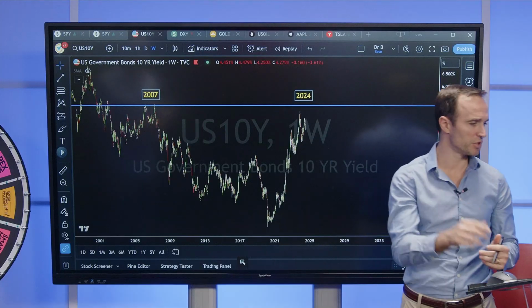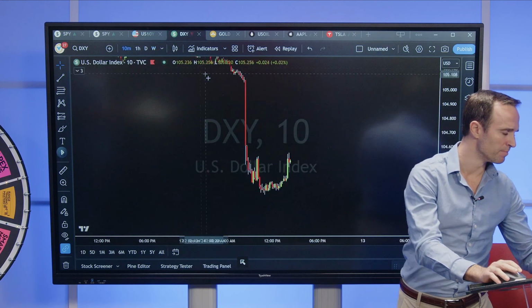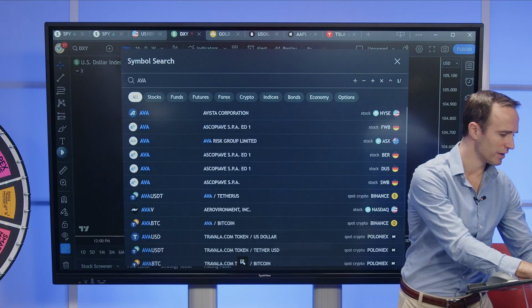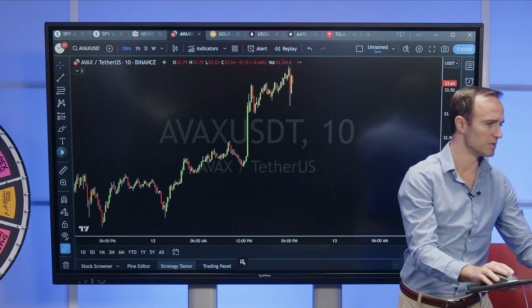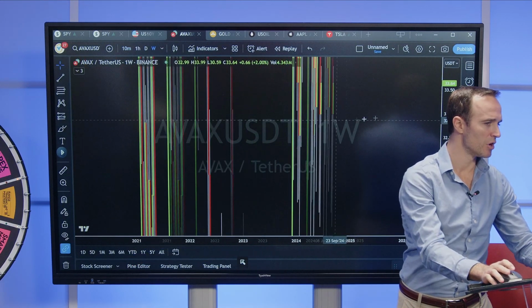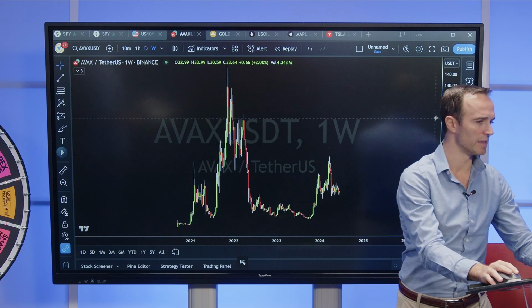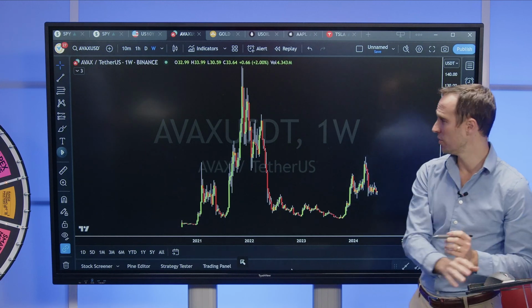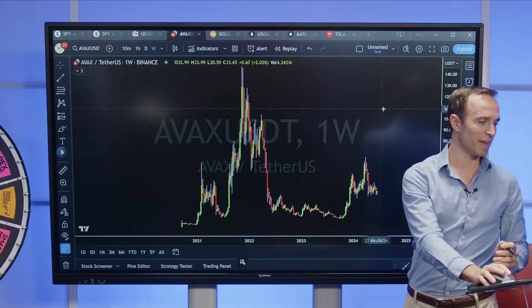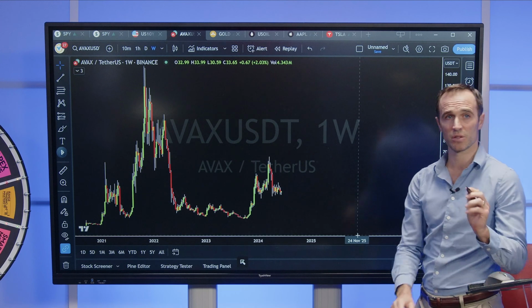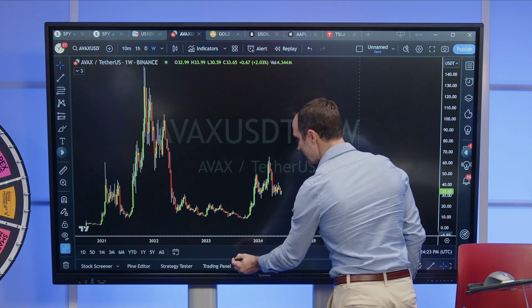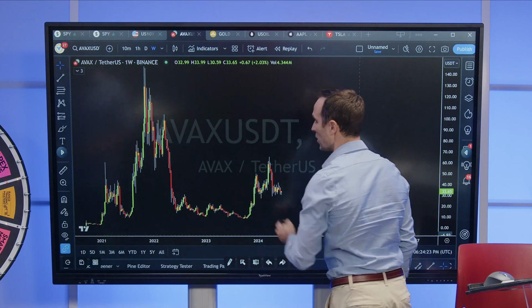I was going to show the 10-year, but I'll flip to an altcoin real quick. Let's look at AVAX, for example. AVAX USDT, right? One of the things I've noticed about the altcoins, and this is pretty glaring, is that the altcoins largely have not surpassed their all-time highs while Bitcoin has. So that tells me there's a disparity here, right?